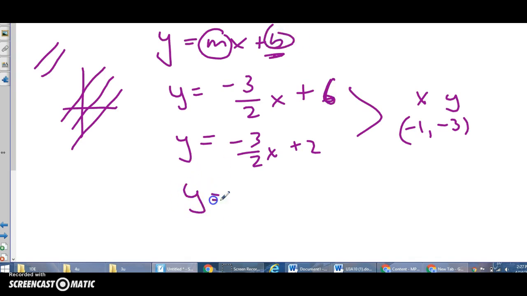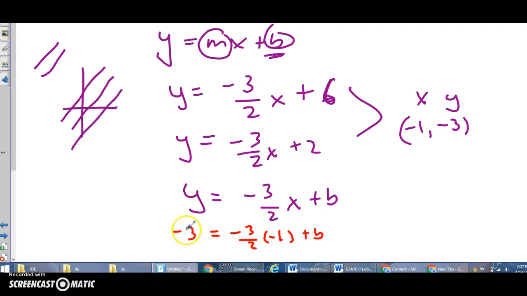So I know that any line that is parallel to these two lines is of this form, okay? But I don't know what b is. Is it up here? Is it down here? Is it in between them, or whatever it is? We don't know. We need to find this out. So if it goes to the point -1, -3, we're going to sub that in and solve for b. So if I do that, I have -3 is equal to -3 halves x, which in this case is -1, plus b. So a little bit of algebra here.